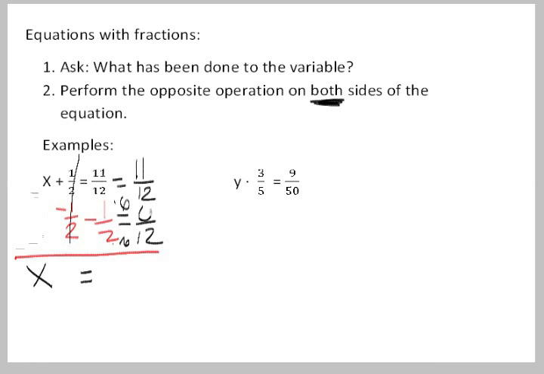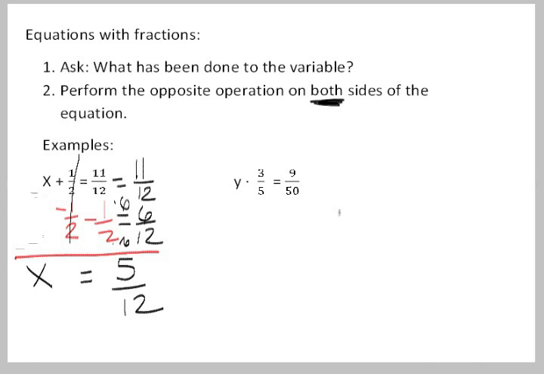1 times 6 is 6. And then we can subtract 11/12 minus 6/12 leaves us with 5/12. And that can't be reduced, so that's our answer. We could always take that answer and substitute it for the x in the original equation if we want to check to see if we have the correct answer.